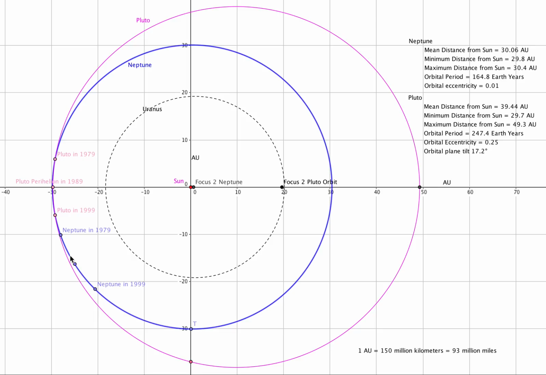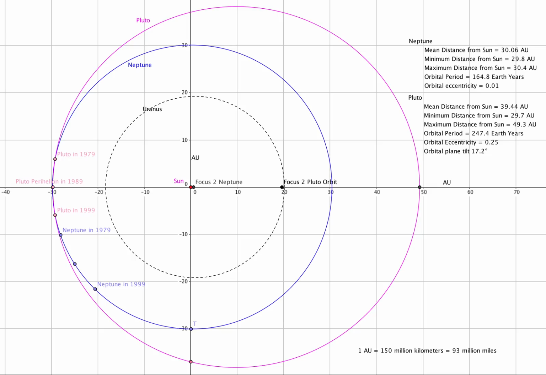And that is in part because of the orbital periods. Pluto's orbital period is around 1.5 times Neptune's orbital period. That is, if Neptune completes three periods around its orbit, Pluto completes around two. And I'm going to show that to you. So this is Neptune and this is Pluto. I'm going to start the animation and see how many rounds each completes.